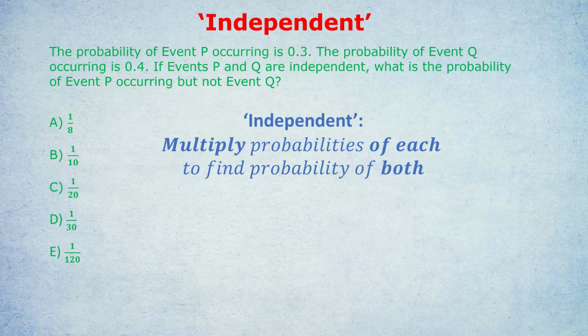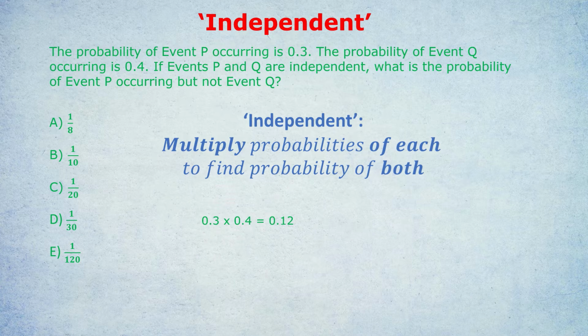But the thing you really need to focus on for the GRE and GMAT is if they use that specific phrase independent, it means you're allowed to multiply the two of them to get the probability of both. In this case, event P, 0.3 times event Q, 0.4, giving us 0.12. That's the probability of both. With that knowledge, we can now easily answer the question. They want event P, but not event Q.